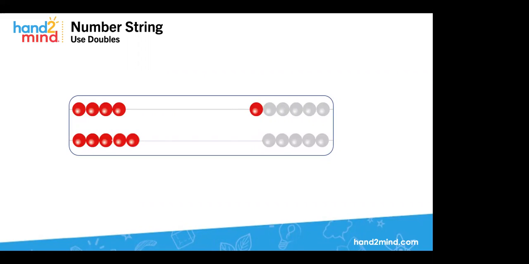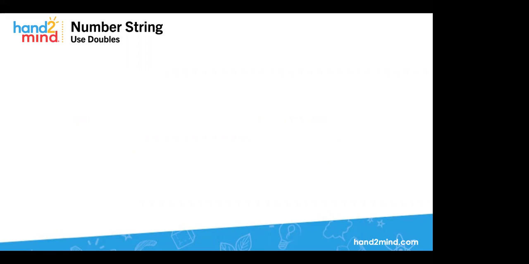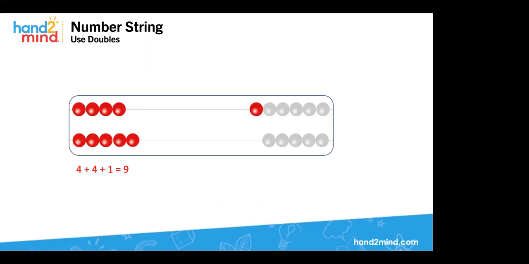For the final one, now how many beads do you see, and how do you see them? So I would hope that they're applying that double strategy and they see 5 plus 5 minus 1, or they see 4 plus 4 plus 1 more. So 4 plus 4 is 8, plus 1 more is 9.